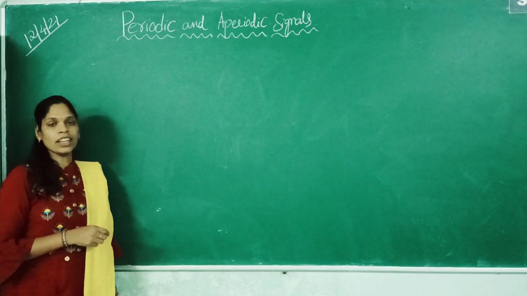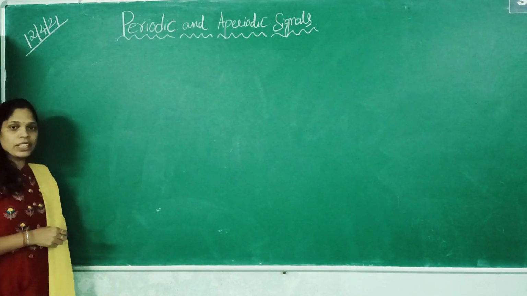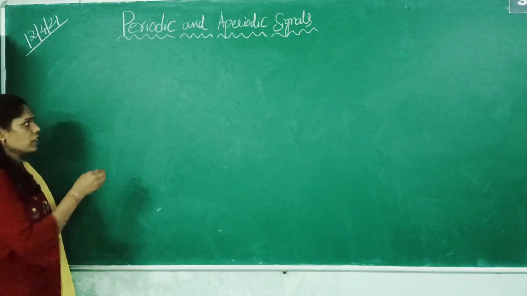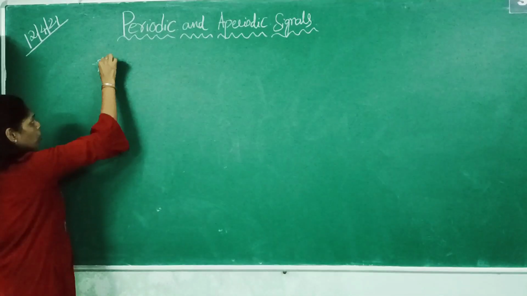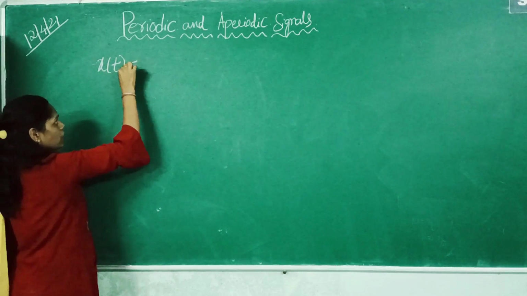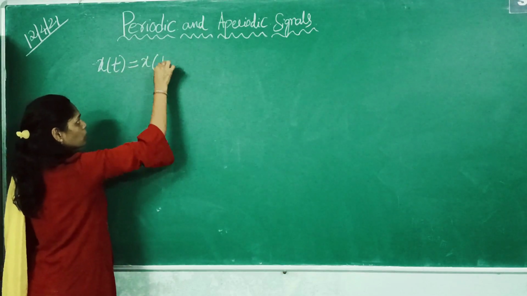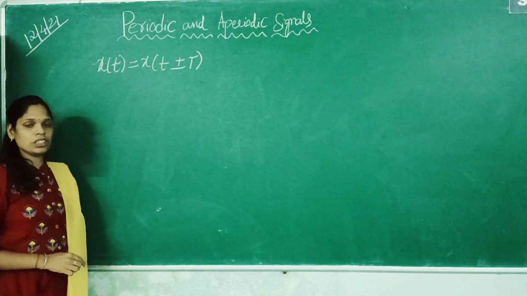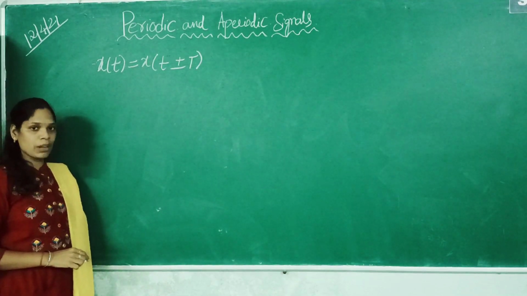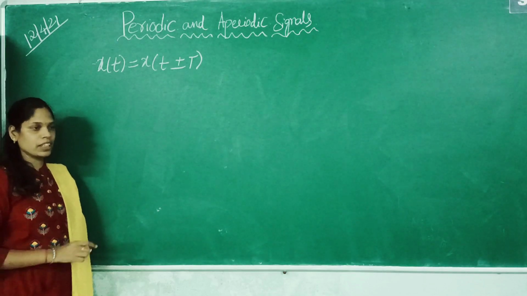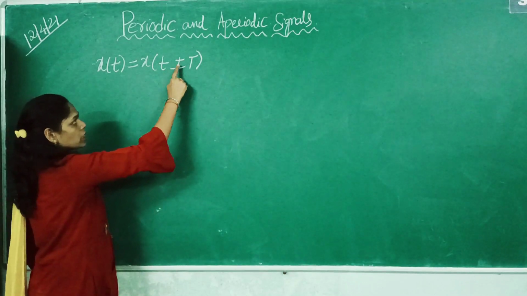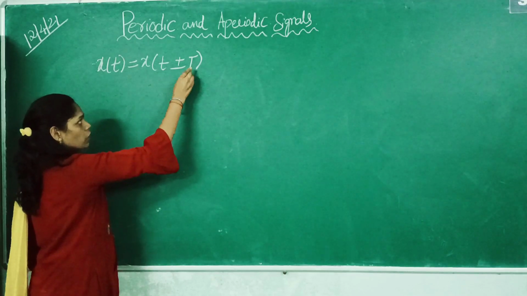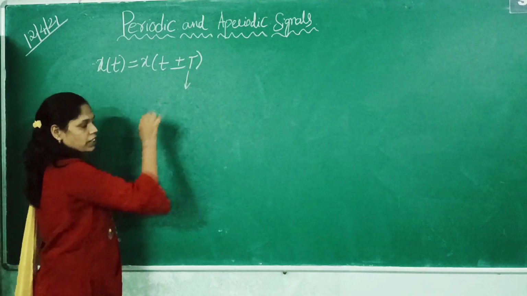A periodic signal is a signal which repeats after a certain time period. For a continuous time domain signal, the condition for a periodic signal is x of t equal to x of t plus or minus capital T. So after a certain time period capital T, the signal is repeated. We call this the fundamental time period.